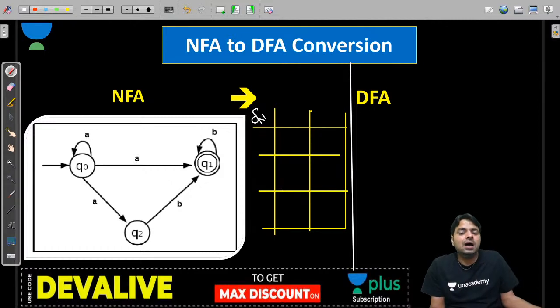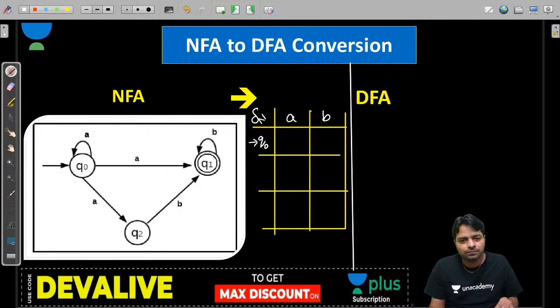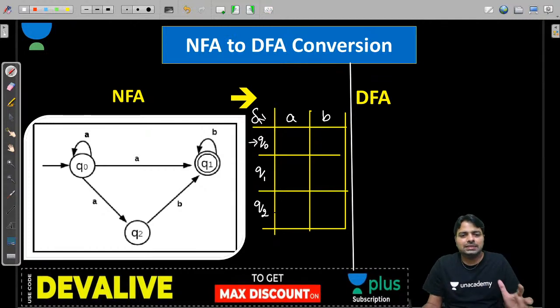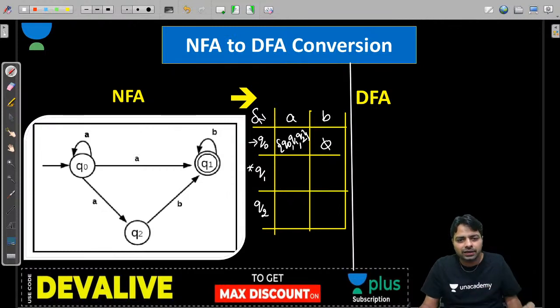Like the same diagram, I'm trying to make a table for you so you can easily understand how to convert. Now Q0 on A, we have just seen that it is Q0 or Q1 or Q2. Q0 on B, we don't have anything. Q1 on A, we don't have anything, but Q1 on B, you have Q1 itself. And Q2 on A, we don't have anything. Q2 on B, we have Q1.